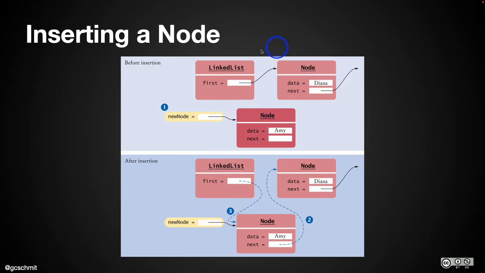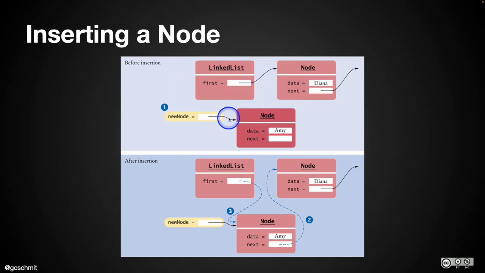Here is our existing linked list at the top. This box represents the linked list object. The other two represent node objects. So the only instance variable in the linked list object is the reference to the first node. It's here. It has some data, Diana. It references some other node. We're going to insert a new node with its own data at the beginning of this linked list.